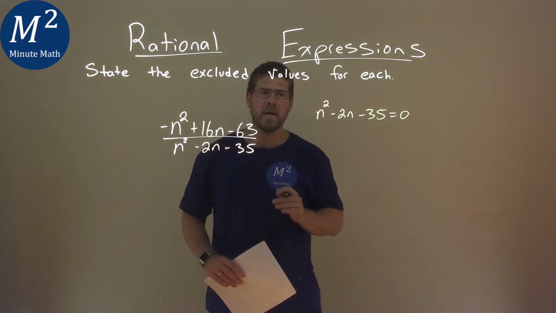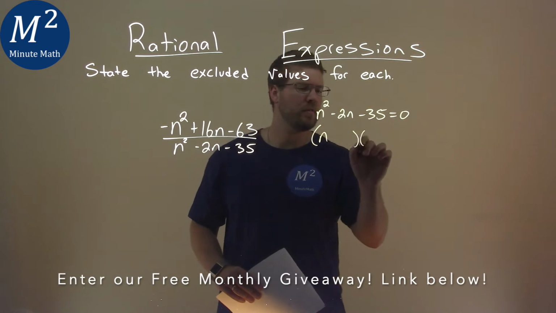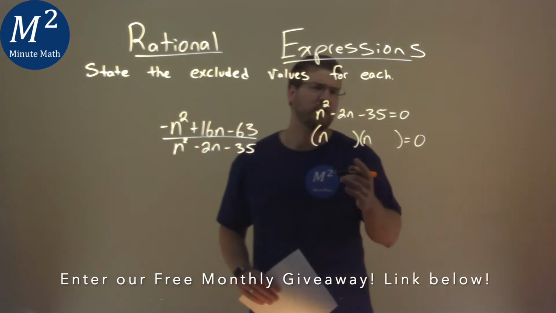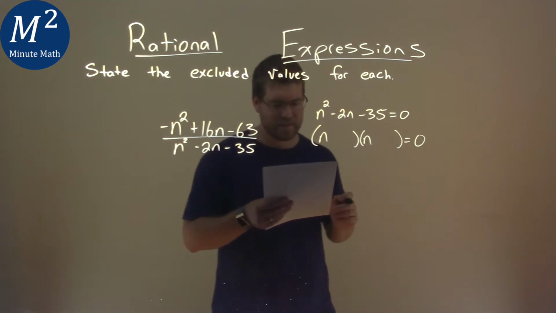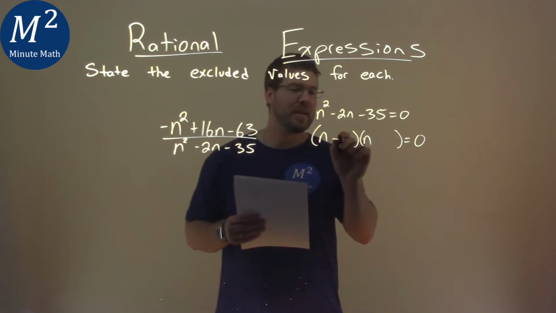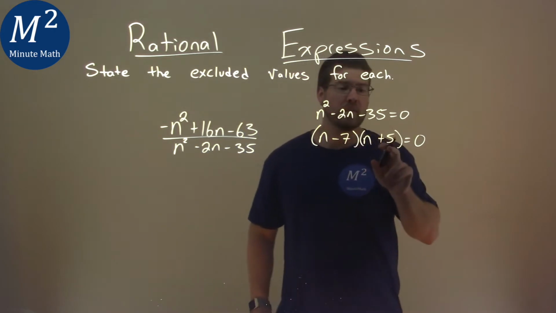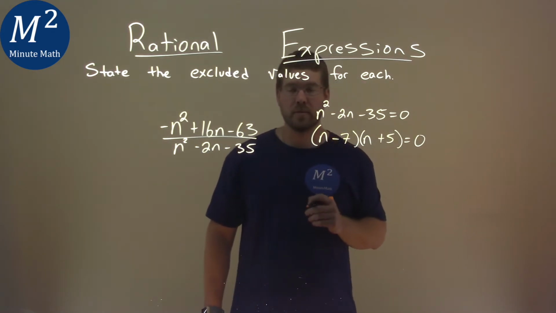Well, an easy way to do that is to see if we can factor this. We have an n squared here in the form, and we want to ask ourselves what two numbers multiply to be negative 35 but add to be negative 2. Can you get it? That's going to be a negative 7 and a positive 5. Negative 7 times 5 is negative 35, but when we add the two numbers, we get negative 2.